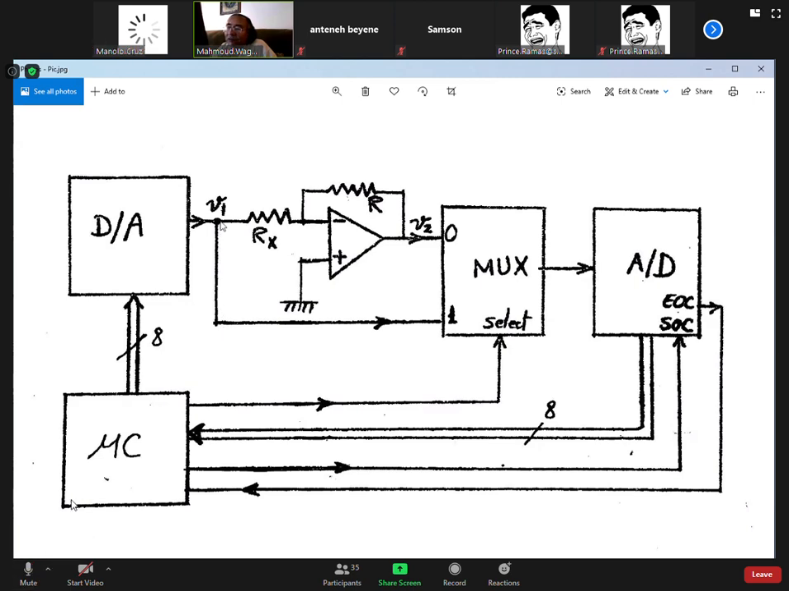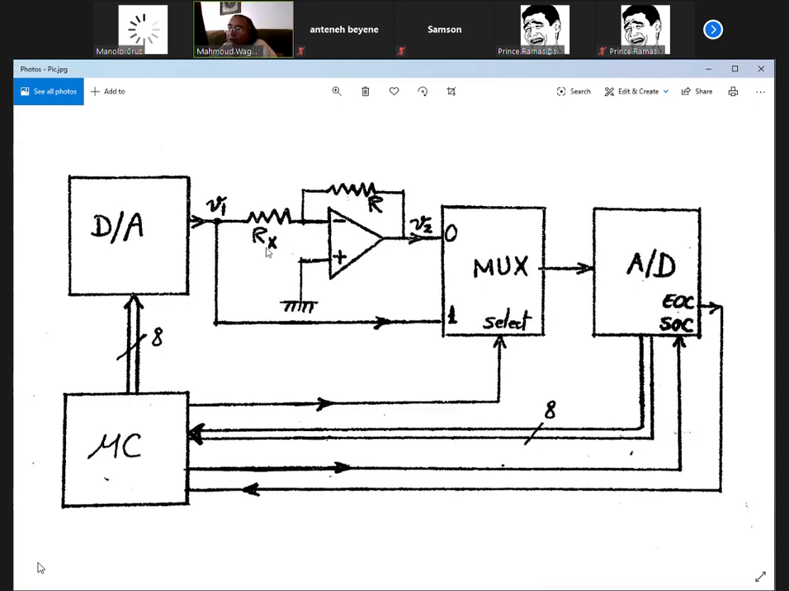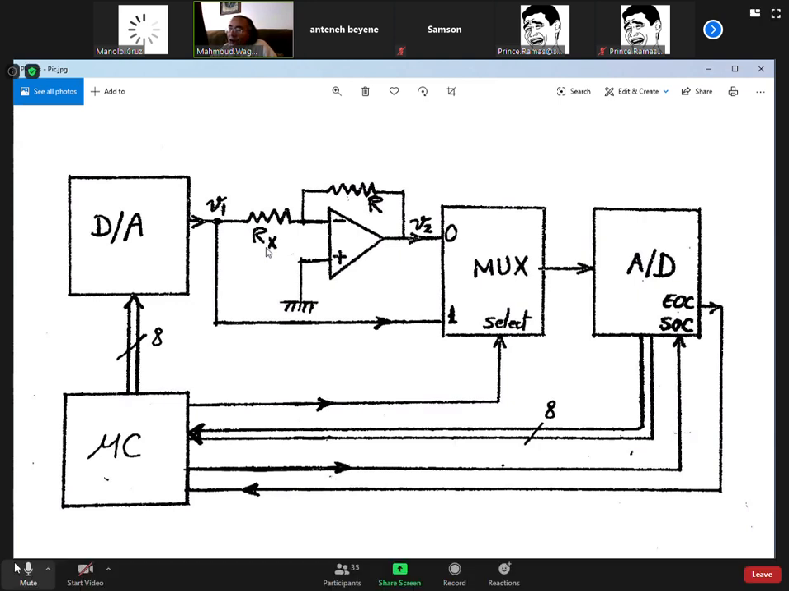Let me ask this. If you know V1 and V2 and R, are you going to be able to determine Rx, the unknown resistance? Yes, we can. Good. So if you know V1 and you know V2 and you know R, you will be able to determine Rx. It's a simple equation.